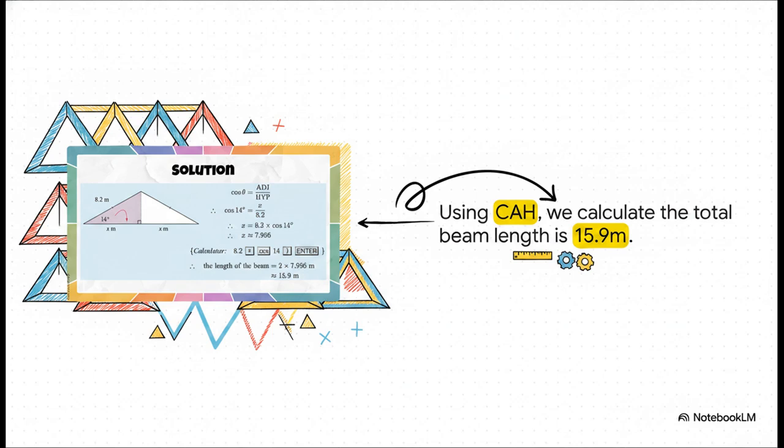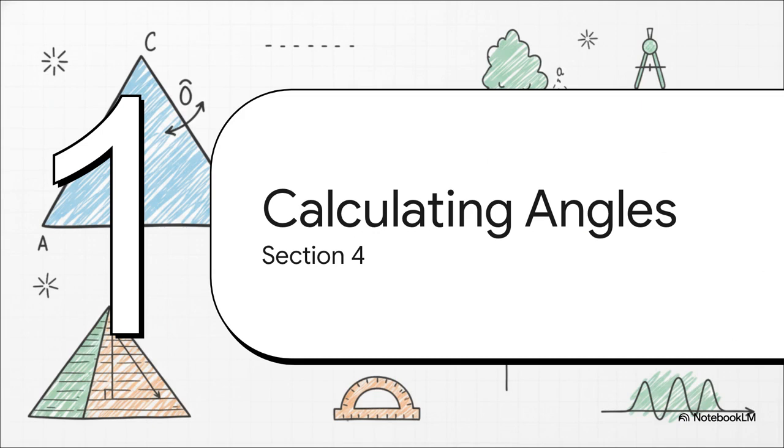Adjacent and hypotenuse? That means we use CAH, cosine equals adjacent over hypotenuse. So our equation is the cosine of 14 degrees equals x divided by 8.2. To get x by itself, we multiply 8.2 by the cosine of 14. Throwing that in the calculator gives us 7.956 meters. But wait, remember the context here. That's only half the beam. We've got to double that number, which gives us a total roofing beam length of 15.9 meters. Nailed it! Moving on to section 4, calculating unknown angles.